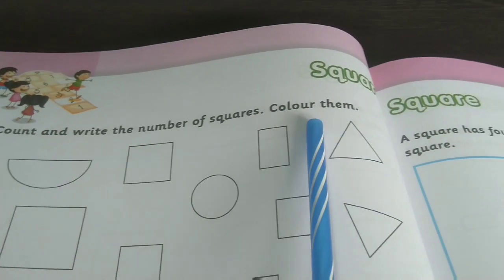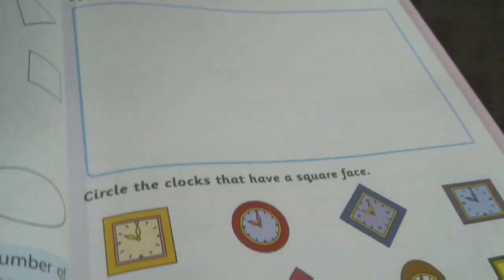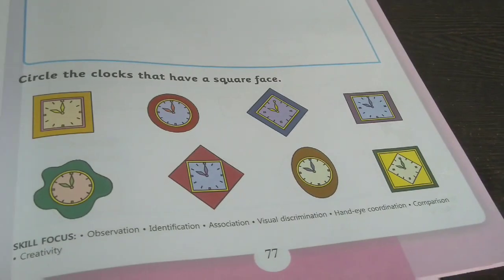Count and write the number of squares. Color them. A square has 4 sides and 4 corners. Draw and color a square. Circle the clocks that have a square face.